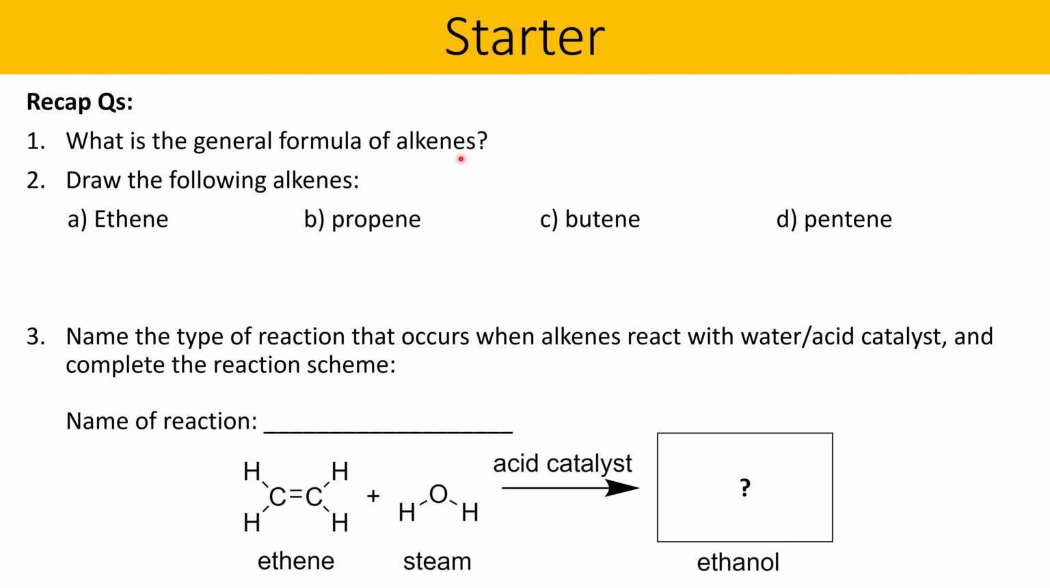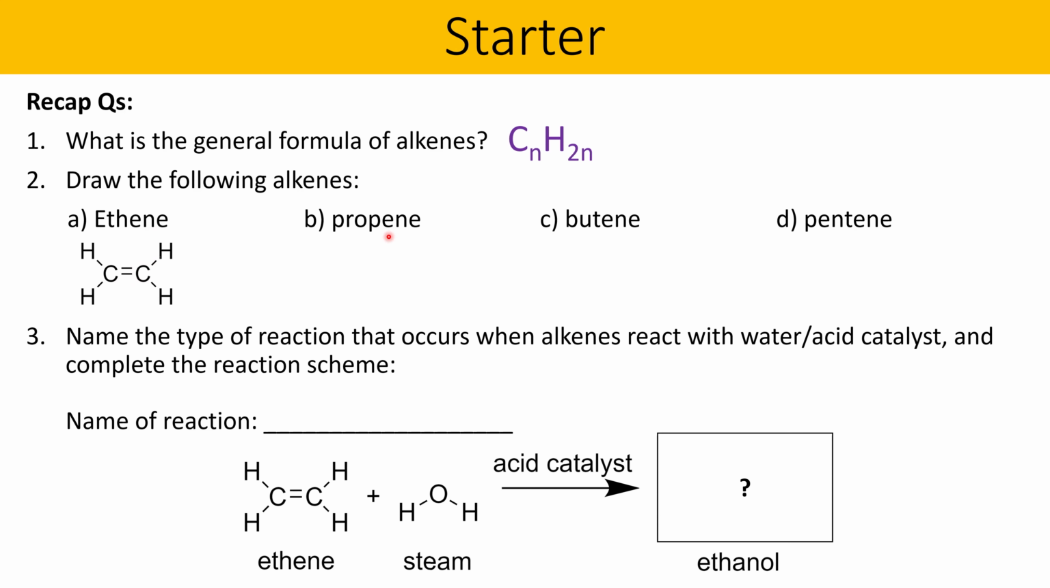The general formula of alkenes is CnH2n, meaning that the number of hydrogens is double the number of carbons. Next we were asked to draw the following alkenes. Ethene has 2 carbons, and to show that it's an alkene we've included a carbon-to-carbon double covalent bond.